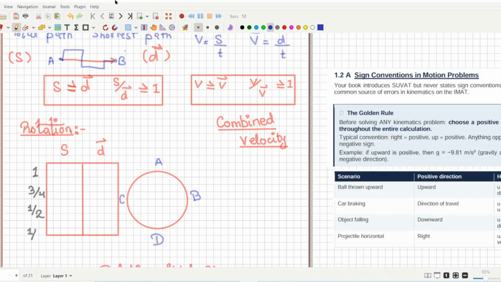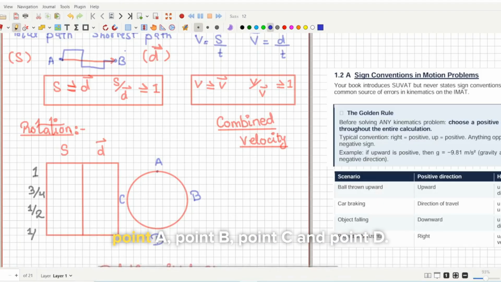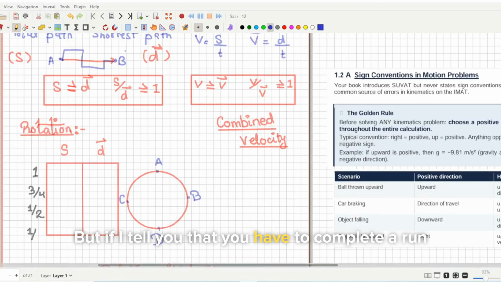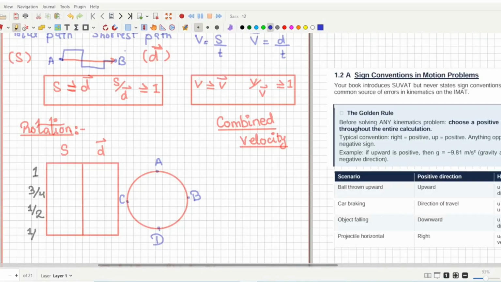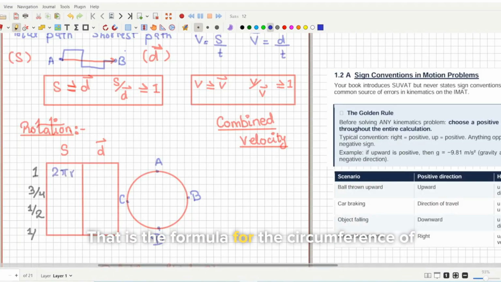So don't get confused. The first thing is that, for example, this is point A, point B, point C and point D. If I tell you that you have to complete a lap, like run from point A and back to point A, if you run a complete lap here, then you will cover the whole circumference of a circle. So the distance would be 2 pi r, right? That is the formula for the circumference of a circle. What about displacement? If you want to go from point A to point A, then the shortest path would be that you don't go anywhere at all, like keep standing where you are standing.